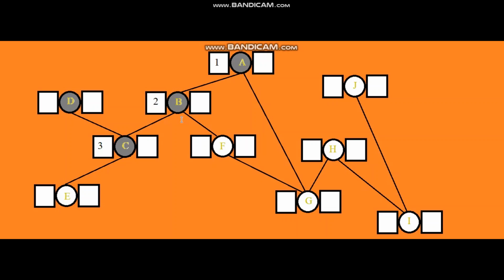D will have a starting time of 4, but since D doesn't have any child, we can say that D is completely explored and D would be colored black. It would have a finishing time of 5. Then we will backtrack to its parent, which is C, and check that it has a child E, which is not discovered.